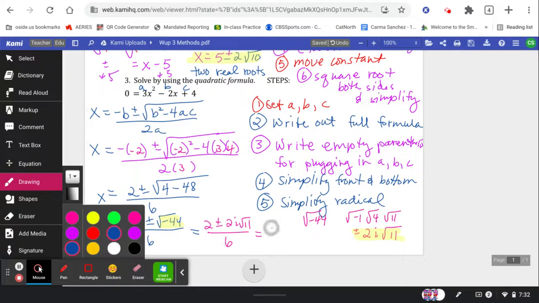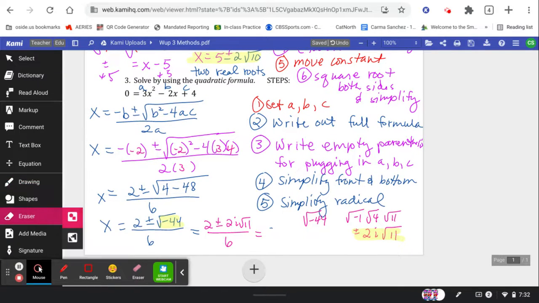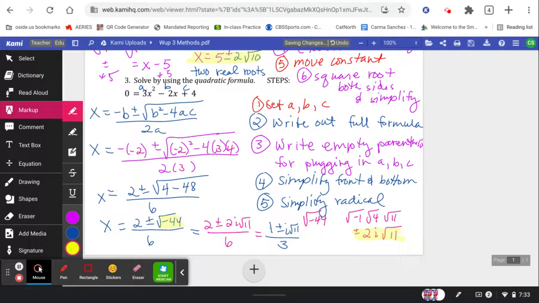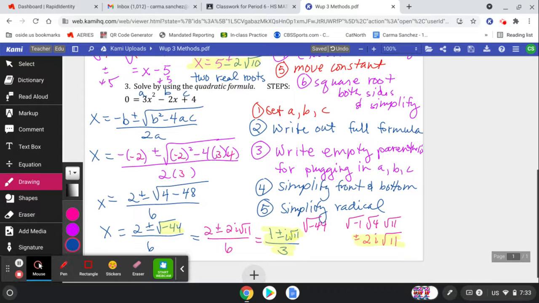And 2 can divide into all of those in our final result, giving us 1 plus or minus I root 11 over 3. Here are your two non-real roots. Make sure you glue this into your notebook so you have this in your interactive notebook for math.